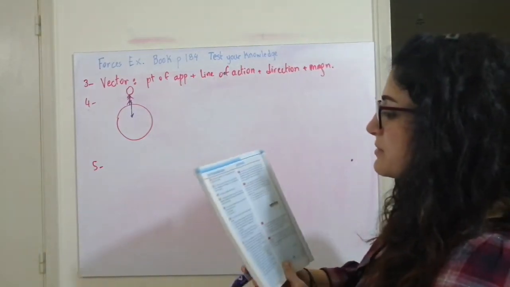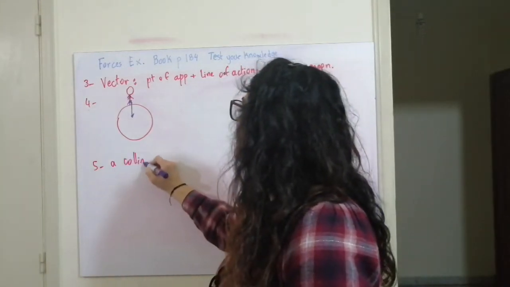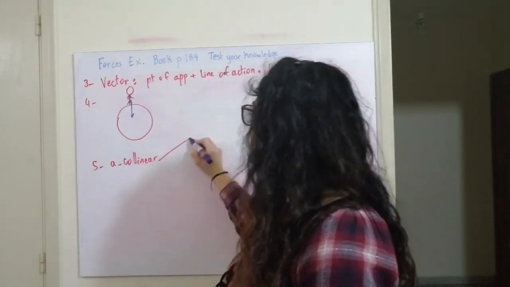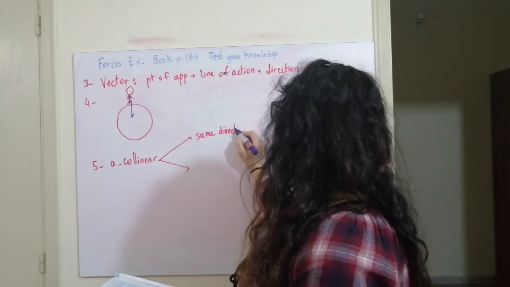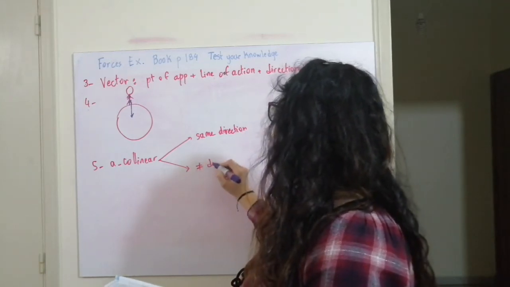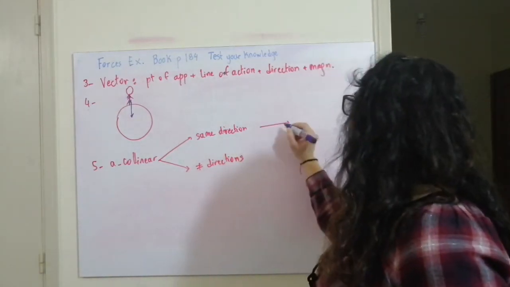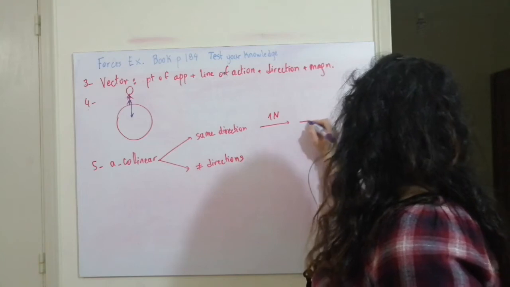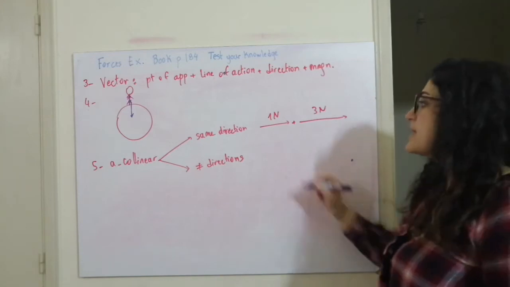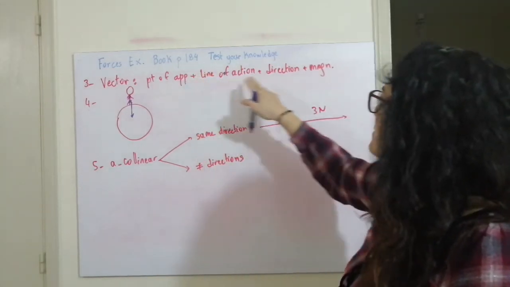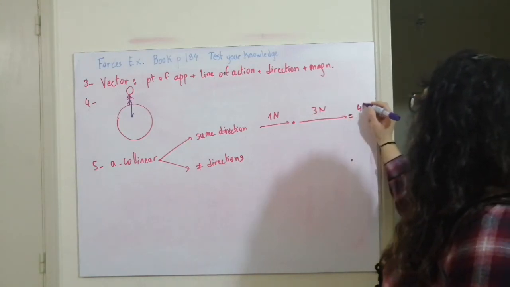Now, 5. How do you determine the resultant of two forces which are? First, in this case, I have two parts. Same direction or different directions. We will take an example. Here I have 1 Newton, I have 3 Newtons. If I need to add these two forces, they have the same line of action, they also have the same direction, we add them. So the resultant is 4 Newton.